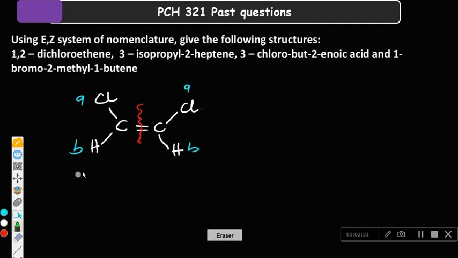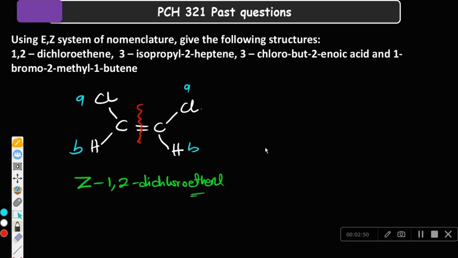When the two higher priority groups are on the same side, you call it Z, or Zusammen. So this is Z-1,2-dichloroethene. All right, so this is for the Z configuration. Are you getting it now?